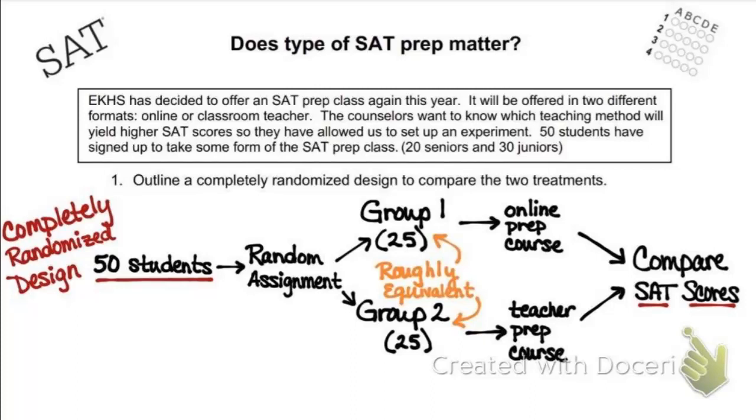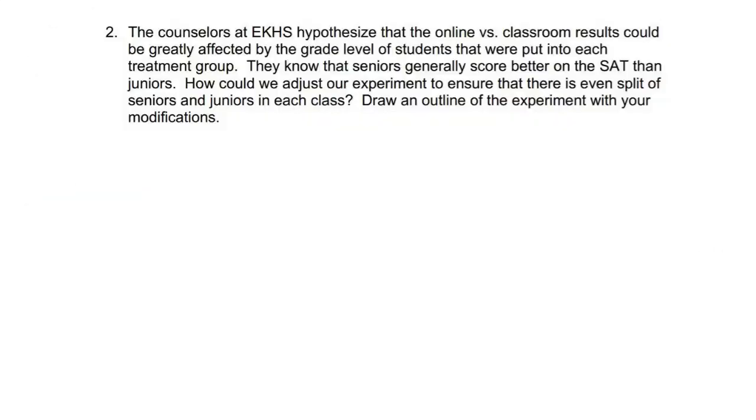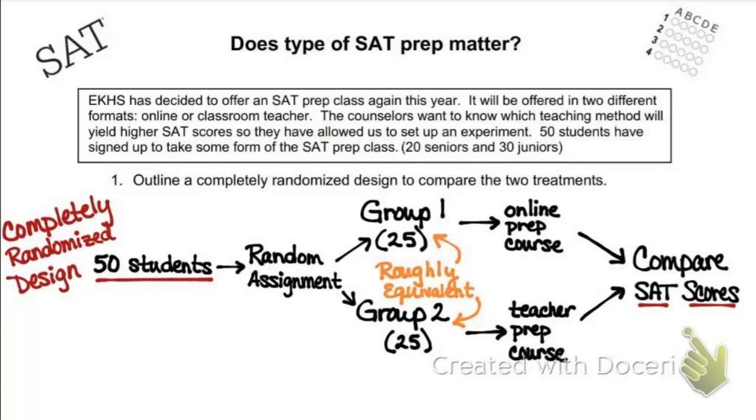However, for the next one, number 2, I'll go back to that in just a second, guys. The counselors hypothesize that the online versus classroom results could be greatly affected by the grade level of students that were put into each treatment group. They know seniors generally score better on the SAT than juniors. How could we adjust our experiment to ensure that there's an even split of juniors and seniors in each class? Draw an outline of the experiment with your modifications. So I'm hopping back to this one for just a second in case anybody needed to grab a picture of it.